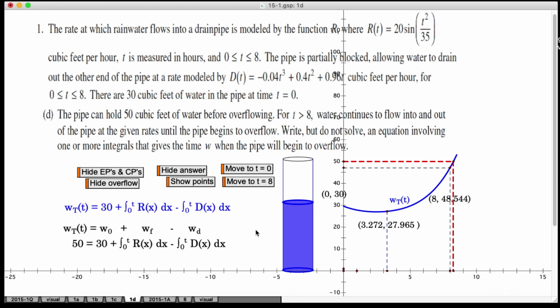Now let's see what they gave us the points for. They gave us 1 point for the integral. Now you could have put this in one integral, the integral from 0 to t of r of x minus d of x, and then 1 point for the equation, in other words, stating it's equal to 50.